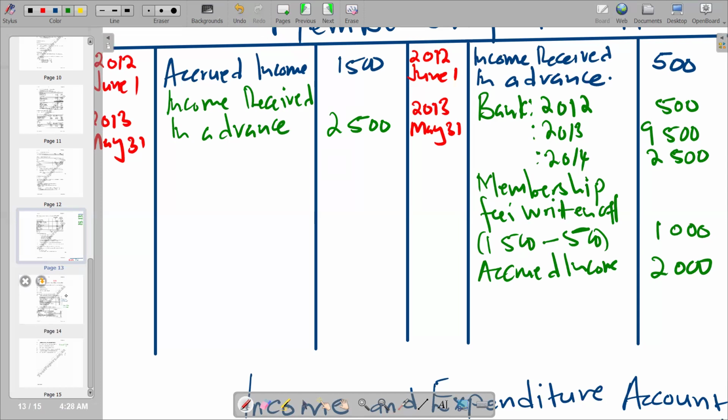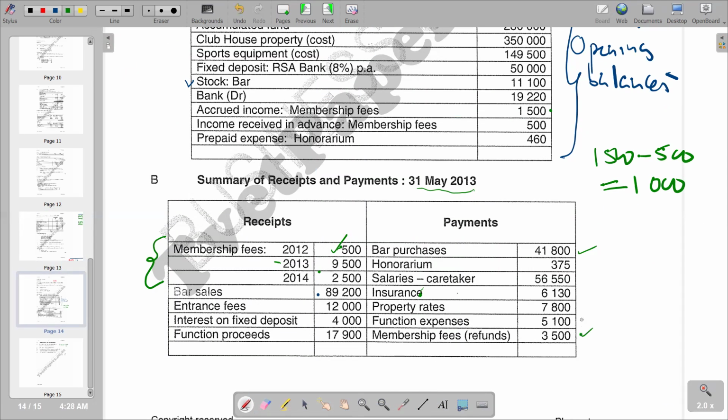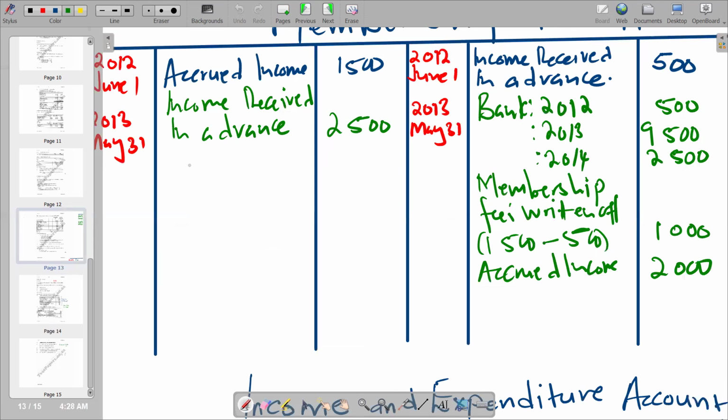Then we try to go back to see if we have anything else that should be entered. We go to the debit side. So we say membership fees refunds, we can just say bank, 3,500. So basically, this is what we have. And from there, we can now balance our account. By balancing, we have to create our double lines.